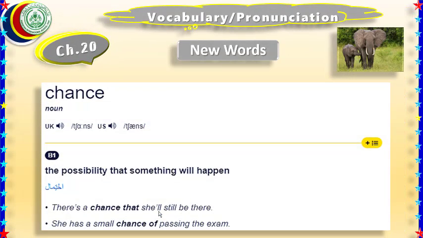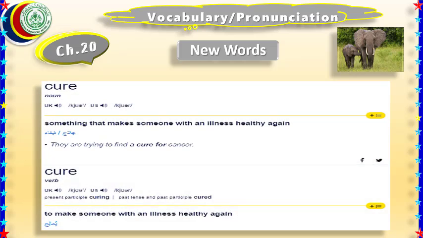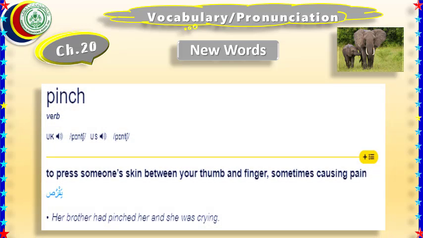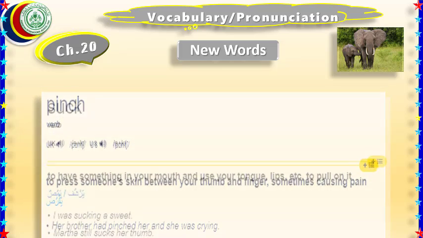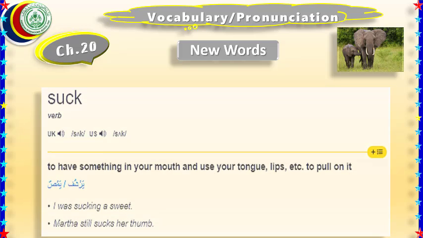Dear students, now we shall have a look at new words. Chance means the possibility that something will happen. Complain is to say that something is wrong. Cure, something that makes someone with an illness healthy again. It is a verb also. It means to make someone healthy. Pinch, to press someone's skin between your thumb and finger. Suck, to have something in your mouth and use your tongue and lips to pull on it.